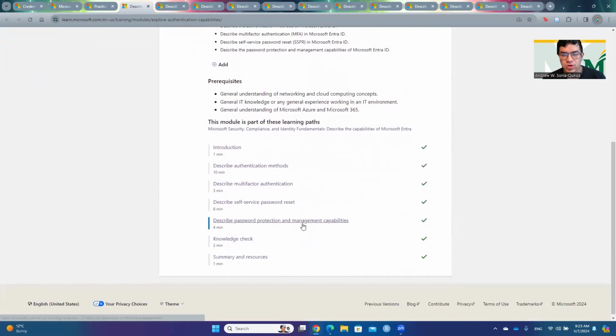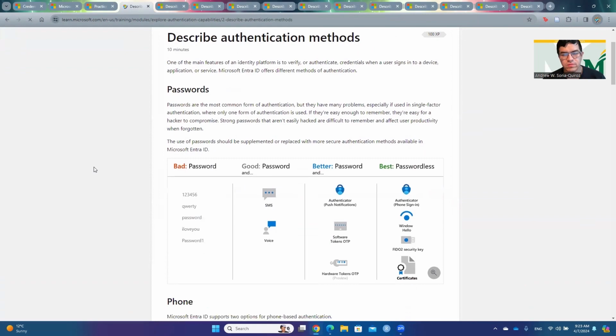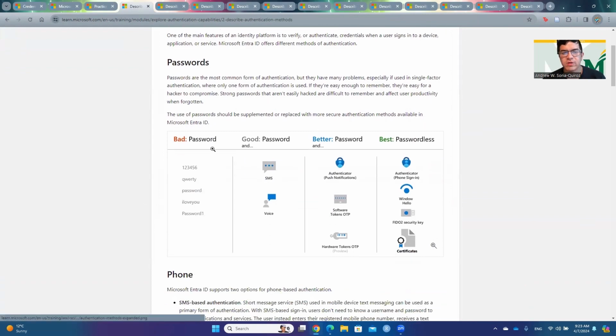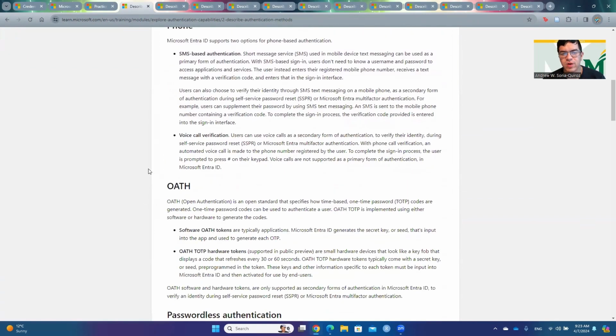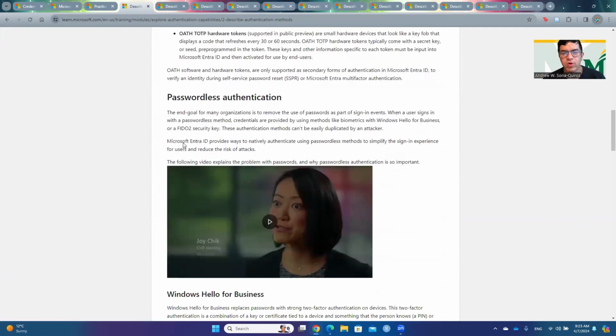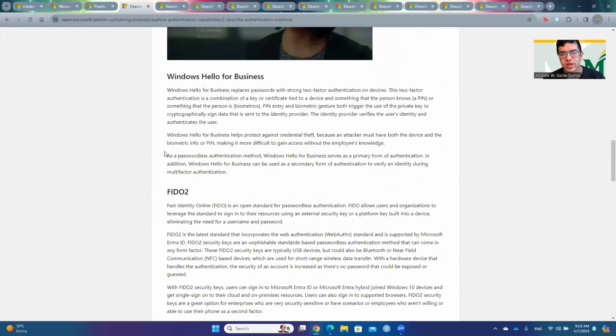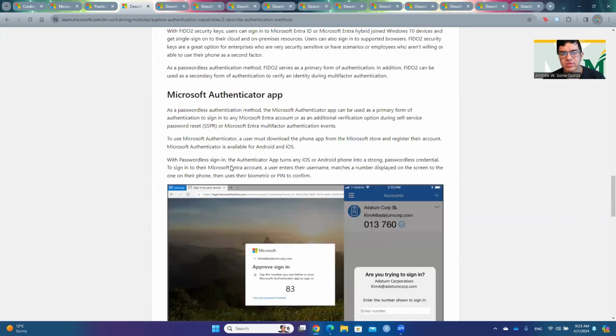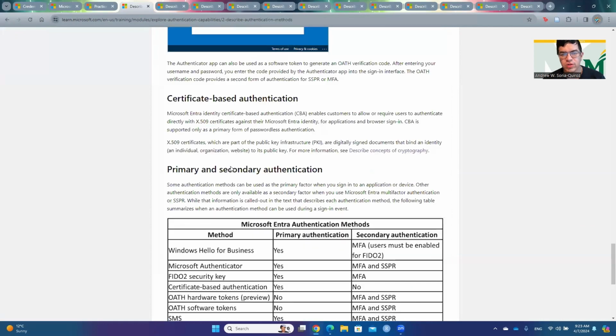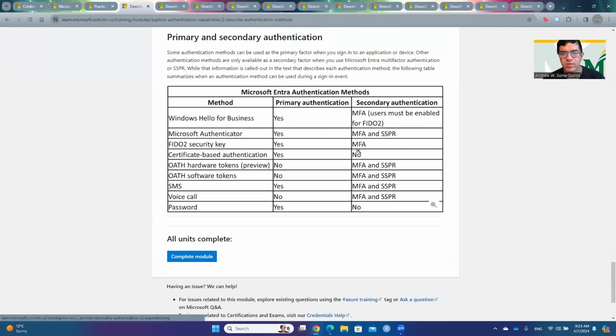From there, you will also go into the authentication methods, for example. So opening this really quickly, you will see that Microsoft will give you passwords, phone, OAuth, open authentication, passwordless authentication, Windows Hello, etc. You have a lot of ways to do it. And this little table will be very helpful for you to just have it handy and, if you can, remember it at least at a high level when you're taking the exam.